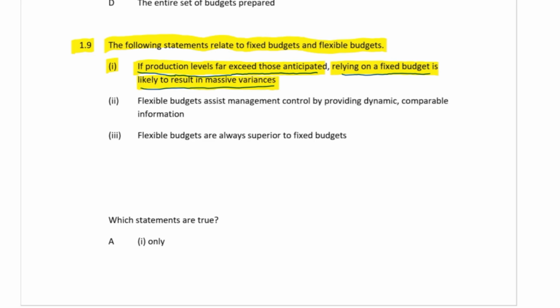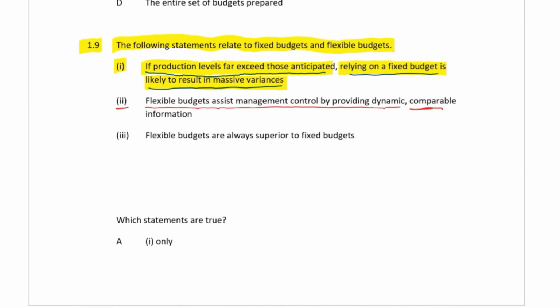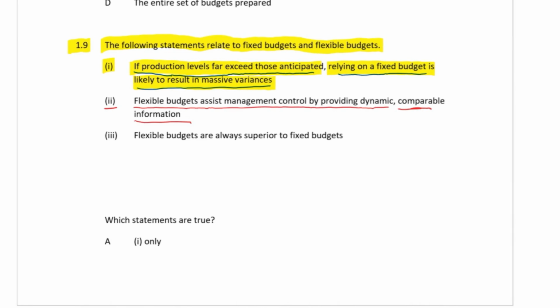Okay, we've taken note of that. Then there is two, that flexible budgets assist management control by providing dynamic, comparable information. Okay, we've taken note of that too. We're supposed to take note because the real question then comes here to ask us which statements are true. Statements coming from where? Statements from these three. So we need to take note of them.